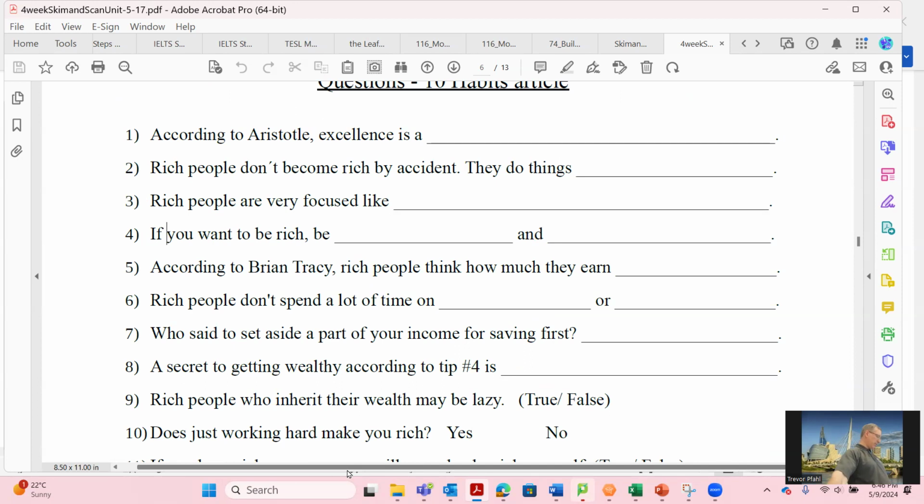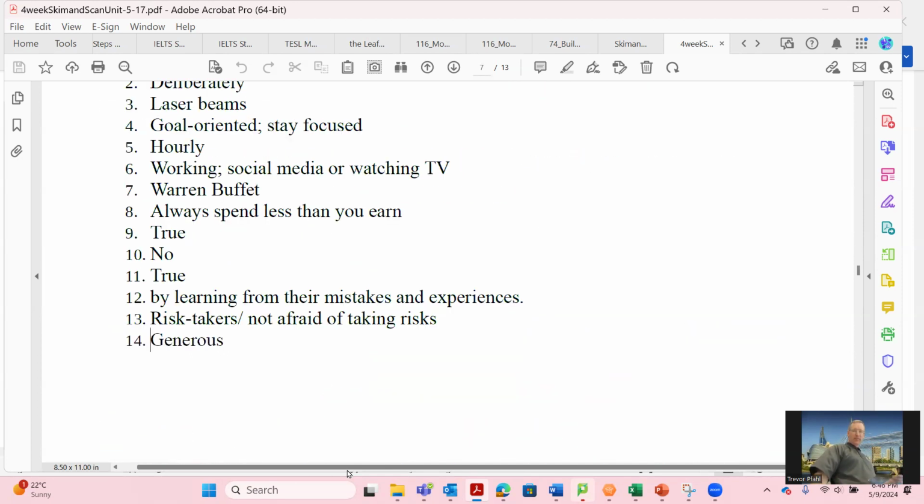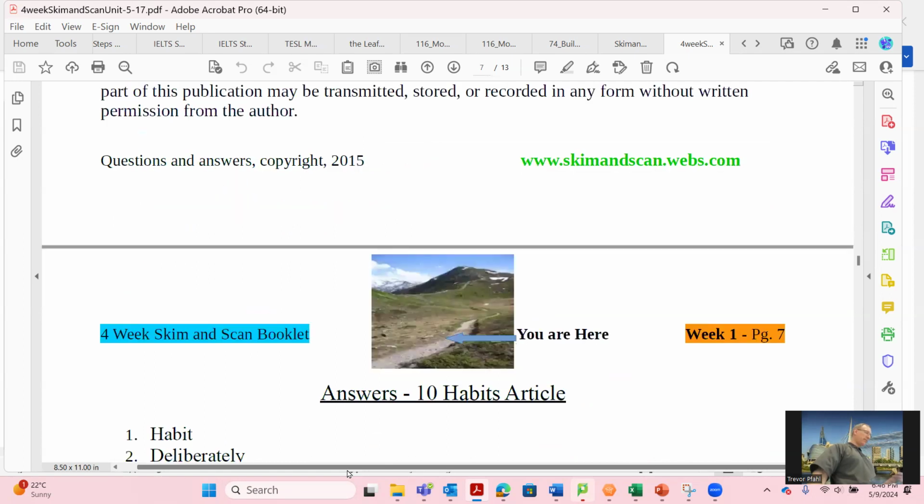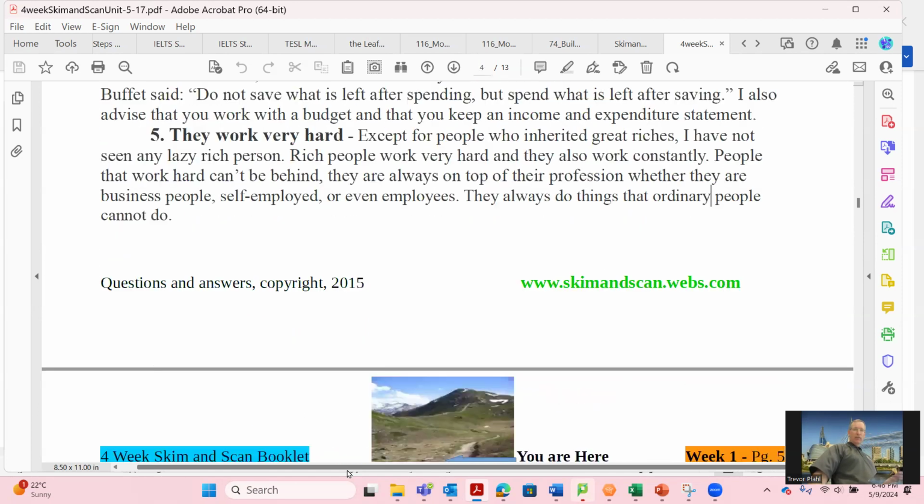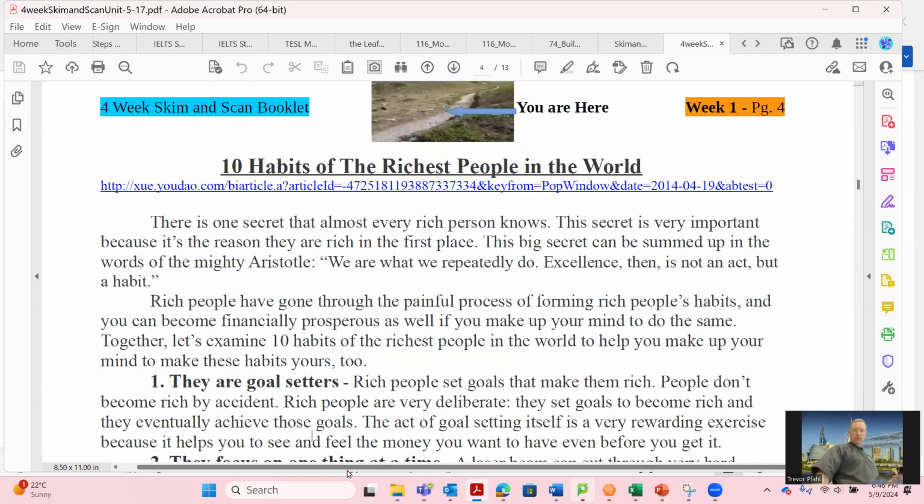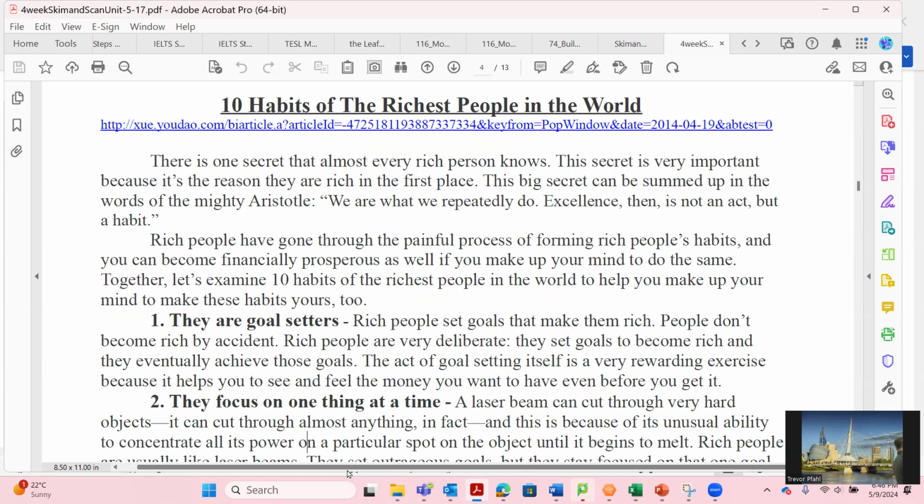Well, I had a different answer. They don't become rich by accident. I'm just scanning because my answer was deliberately. So I want to see where. Oh, okay, so it's under the section of goal setters. They don't become rich by accident. They set goals, they are very deliberate. So when I'm looking at this, I would accept deliberate or set goals or goal setters. I would accept any of those.